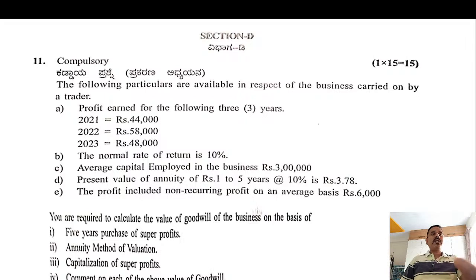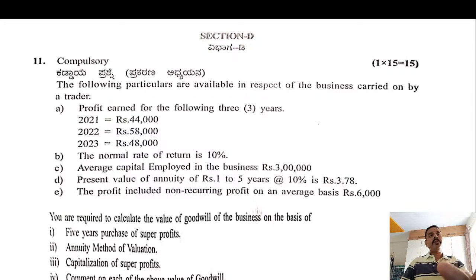The following particulars are available in respect of the business carried on by a trader. Profit earned for the following 3 years, 21, 22, 23 is given. The normal rate of return is 10%. Average capital employed in the business is 3 lakh. Present value of annuity of rupees 1 for 5 years at 10% is 3.78. The profit included non-recurring profit on an average basis of rupees 6,000. On the basis of this information, you are required to calculate 5 years purchase of super profits, annuity method of valuation, capitalization of super profit, and comment on each of the above values of goodwill.